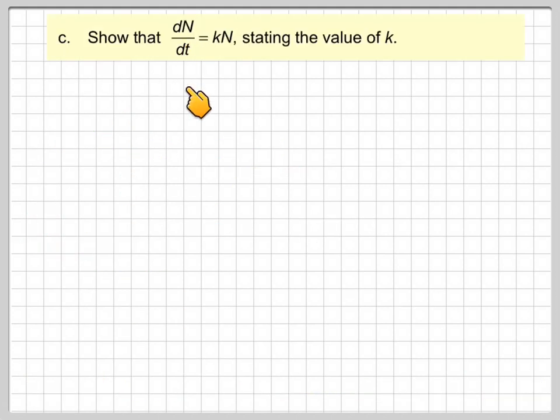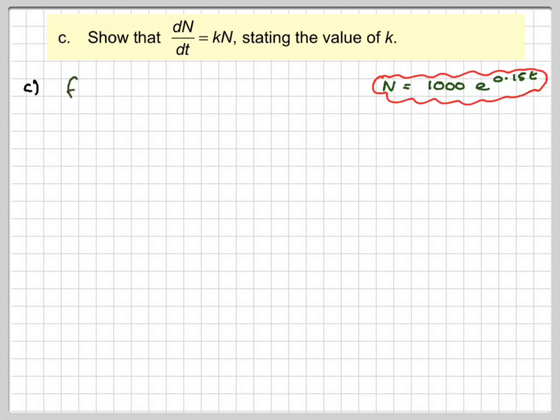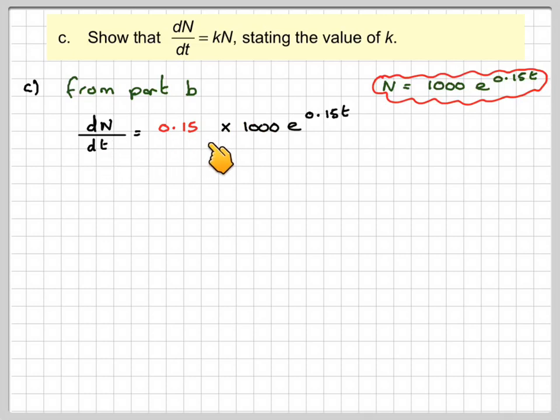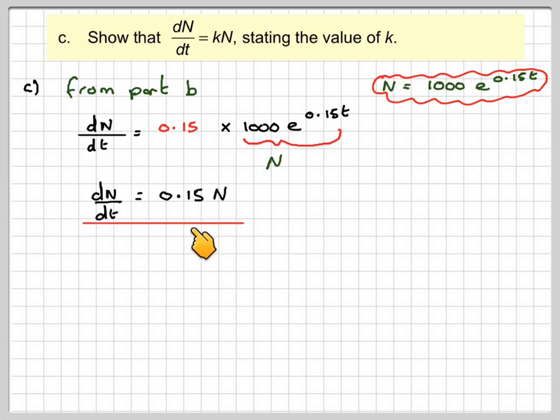Show that dn/dt = kn, stating the value of k. Well, we had n = 1000e^(0.15t), and from part b we already differentiated it and got dn/dt, and this is why I left it like this, 0.15 times 1000e^(0.15t). Well, here we've now got n, and therefore dn/dt is going to be 0.15 times n. Therefore the value of k is 0.15.